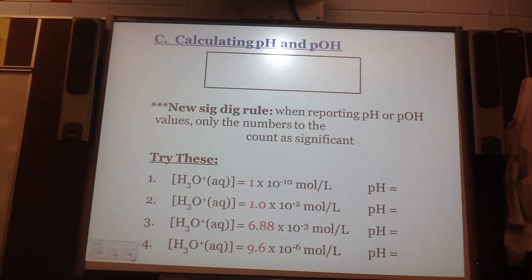So, when you have to calculate pH and pOH, you can convert between them. If you get your moles per liter, you can convert that into pH and pOH. I'm just going to start a new video.